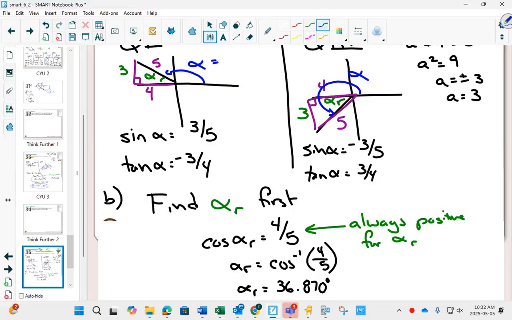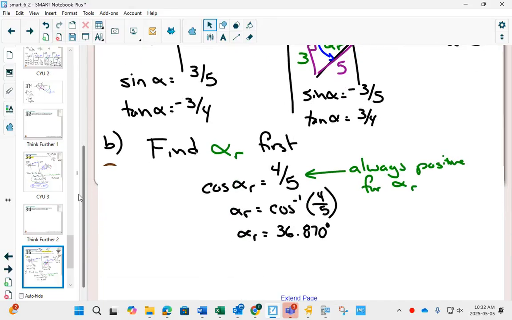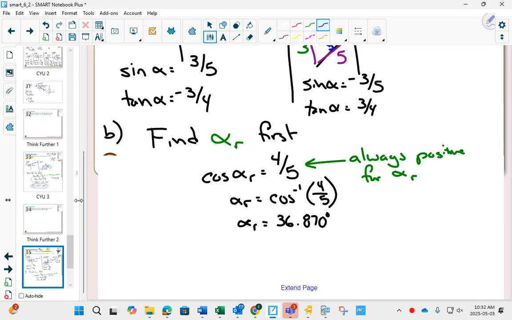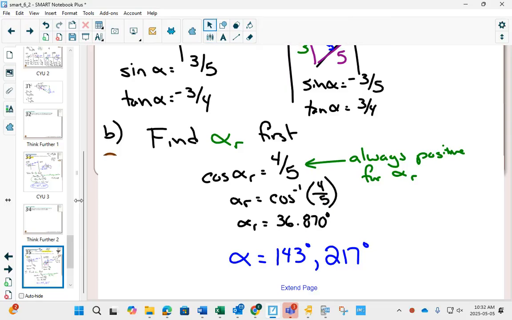So looking at the picture, does it make sense here you would have to do 180 degrees minus your reference angle? And in this one, you're going to have to do 180 degrees plus your reference angle. Again, the pictures are really nice because they tell you exactly what you need to do to find your angle. Does it say to the nearest degree? It does. So that'll be 37. And so 180 minus 37, 143 degrees. And 180 plus 37, 217 degrees.